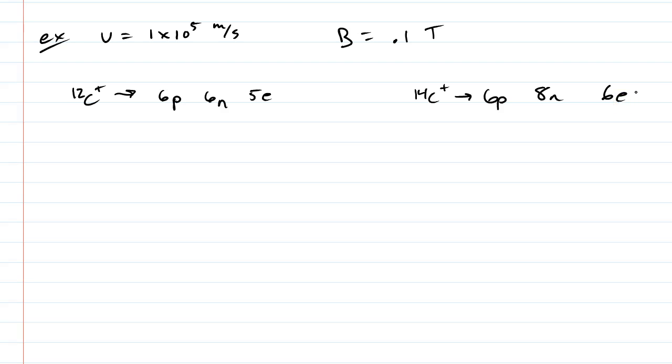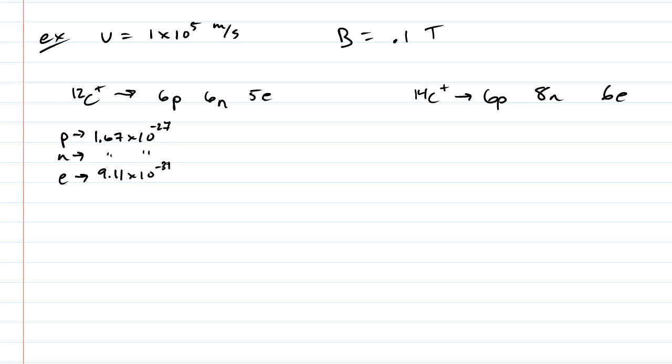If you're ever to do an example like this, you would be given, or you'd be able to look up, the mass of each of these pieces. A proton is worth 1.67 times 10 to the negative 27 kilograms. A neutron is the exact same thing, but an electron we know is 9.11 times 10 to the negative 31 kilograms.